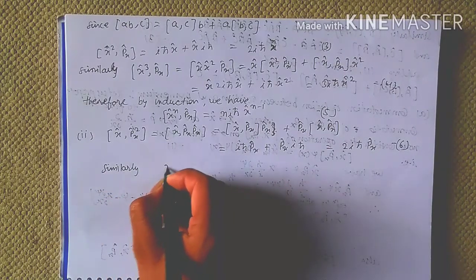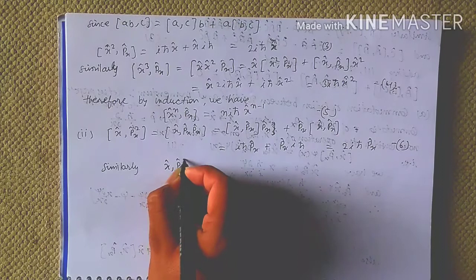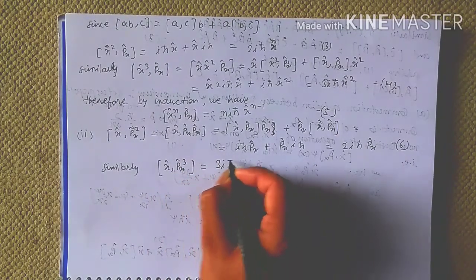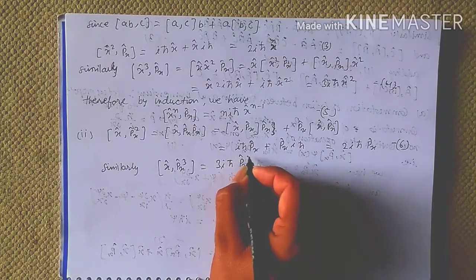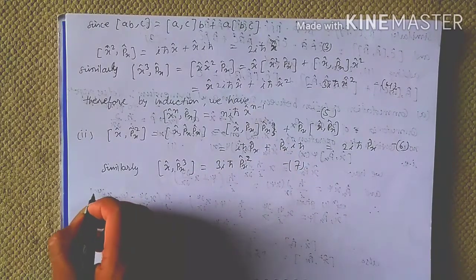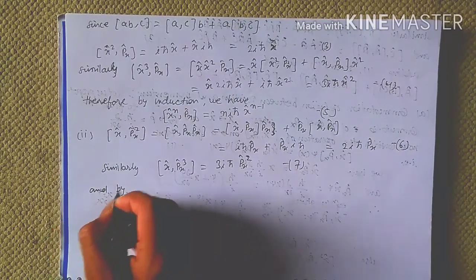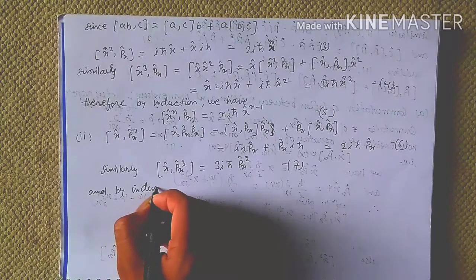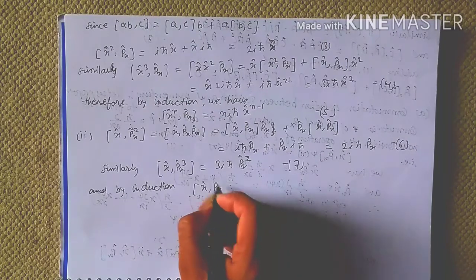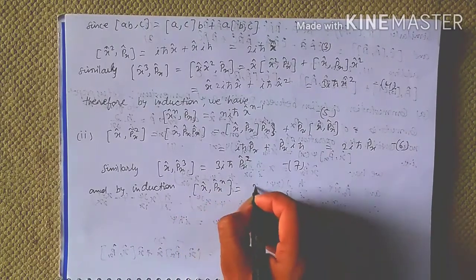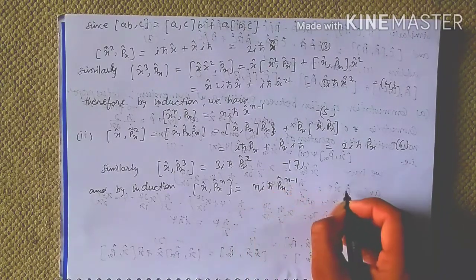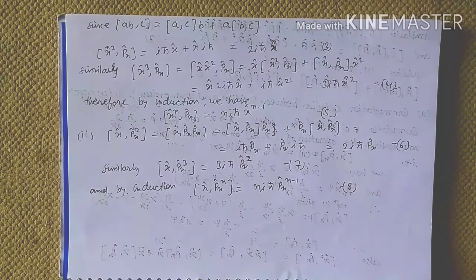Similarly, commutator of x̂ and p̂x power 3 is equal to 3 iota ħ p̂x power 2. Equation 7. And by induction, commutator of x̂ and p̂x power n is equal to n iota ħ p̂x power n minus 1. Equation 8.